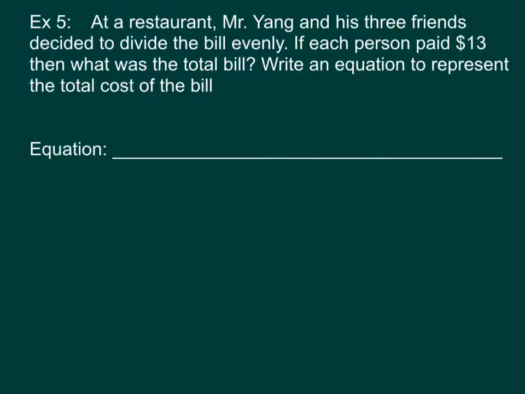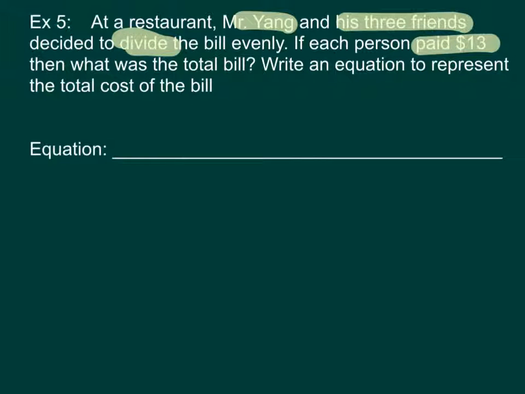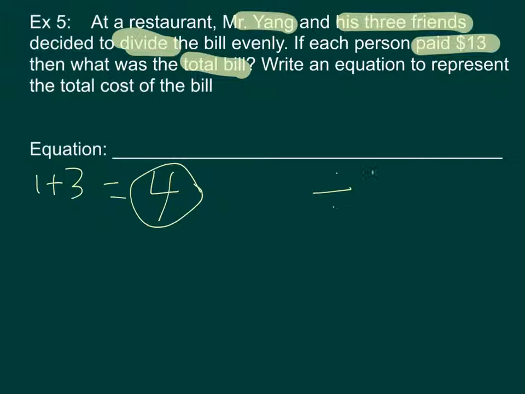Alright, let's figure out our important information. So, Mr. Yang and his 3 friends decided to divide, there's a great word there, the bill evenly. If each person paid $13, then what was the total bill? Write an equation to represent the total cost of the bill. Alright, let's go back and get our information in order here. So, Mr. Yang, that's one person, and his 3 friends. That's 3 people. So how many people? 4 people. They decided to divide the bill evenly, which means they divide by how many people? 4. So we have divide by 4.